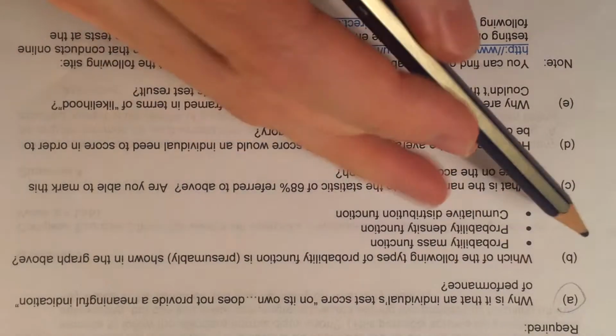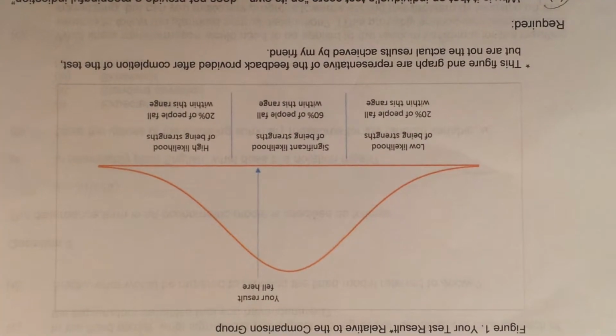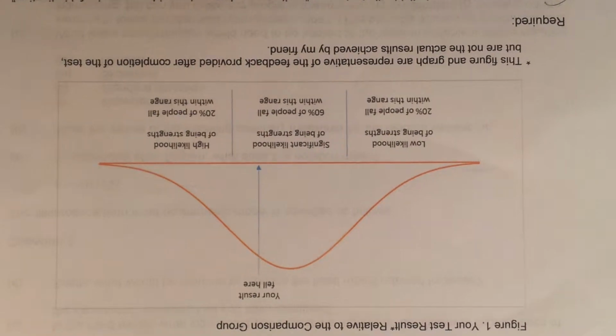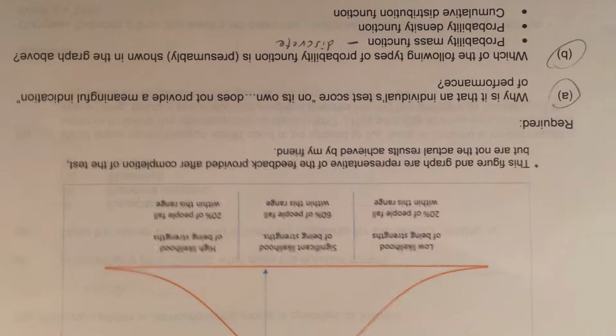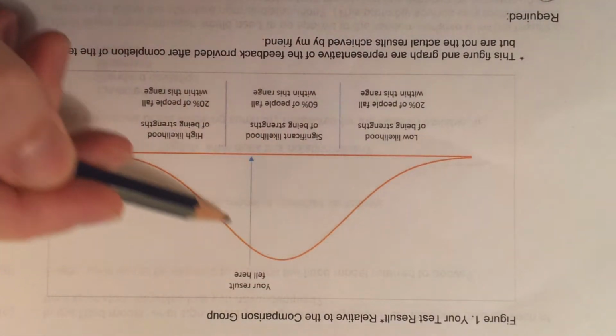Part B asks us about this particular graph, which we're told in the blurb is a normal distribution, which reflects results of all graduates who sit this test. And it says, which of these probability functions is this graph? Is it a probability mass function? Well, that is the name used for a discrete probability distribution, and a discrete probability distribution doesn't have this smooth shape.